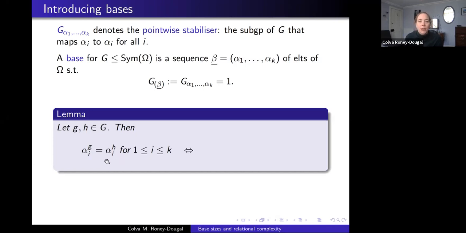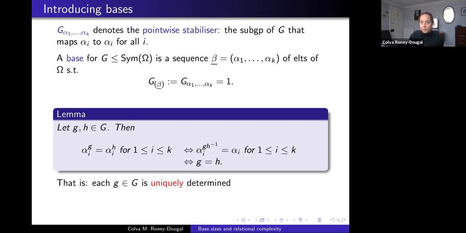That happens if and only if, well, undergraduate rearrangement. That's the same as alpha_i^(GH^-1) being fixed by GH^-1 for all i. And then let's look at our definition of a base. Well, the only thing which fixes everything is the identity. So that happens if and only if I just picked the same element twice. So the base point images uniquely determine the group element.